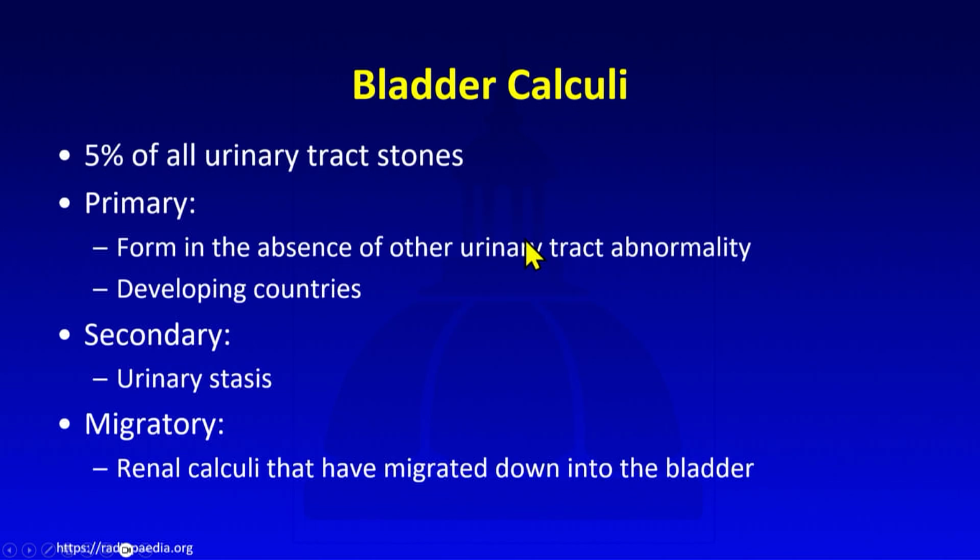You can also get stones in the bladder. These account for 5% of all urinary tract stones. They can be primary, and they form in the absence of other urinary tract abnormalities. They're usually found in patients in developing countries, thought to be due to poor hydration status or nutritional status. They can be secondary in patients who have urinary stasis, or can be migratory, with the renal calculi that migrated down into the bladder.